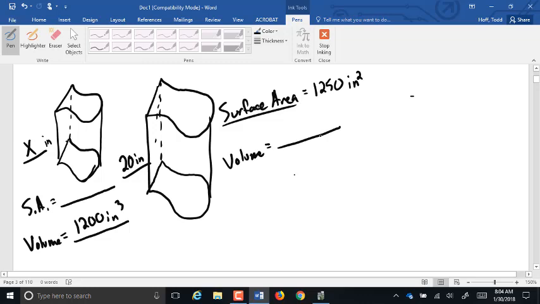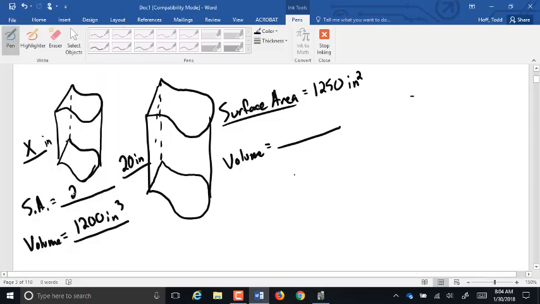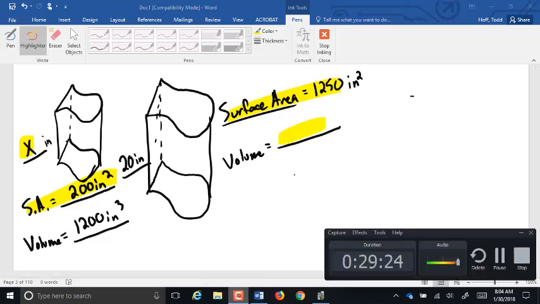I suppose I gotta give you at least one more piece of information, don't you? We'll call that 200 square inches. So I gave you the surface area for both. You need to find this dimension and this missing volume. I'll give you a couple minutes to try that.